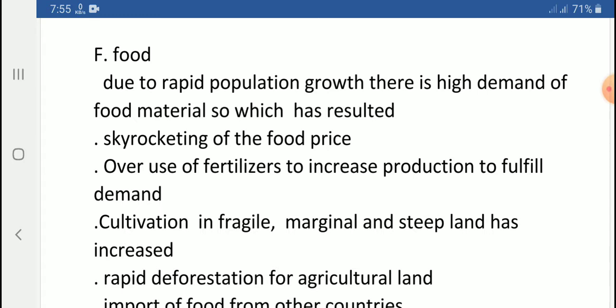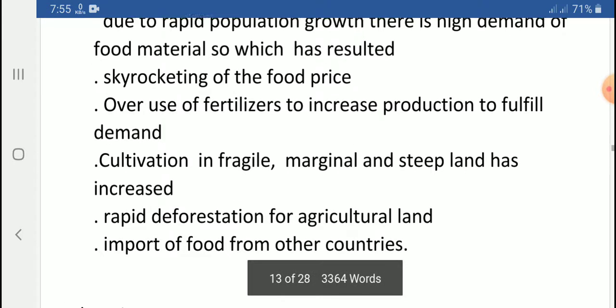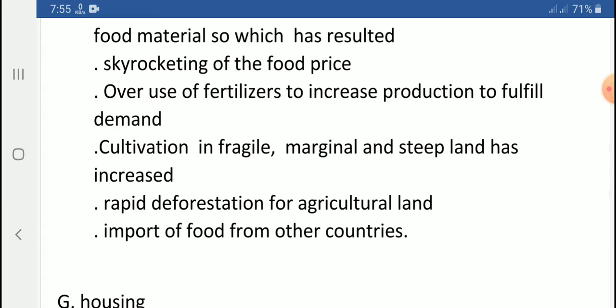And overuse of fertilizers to increase the production to fulfill the demand. And see, the insecticides, pesticides, fertilizers have been increased. So the food, the crops, the vegetables, the fruits produced in that way is not good for the health of the people also. And cultivation in the fragile, marginal and steep land has increased.